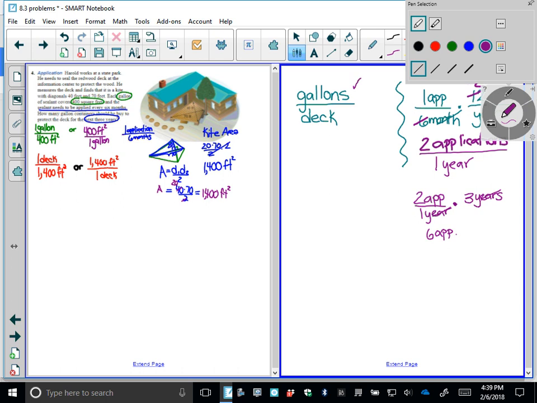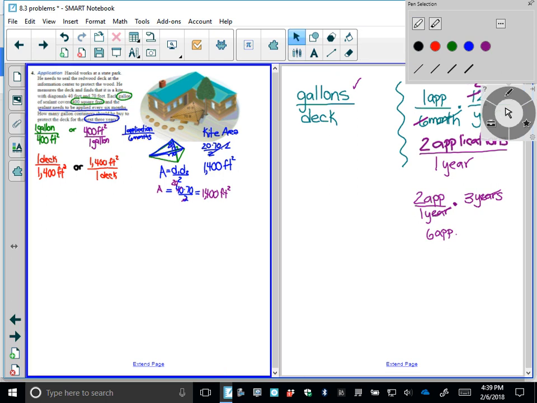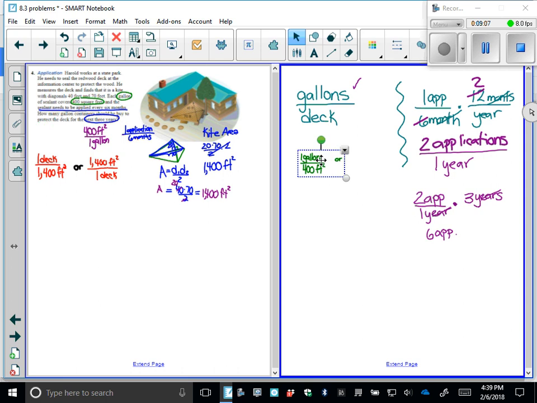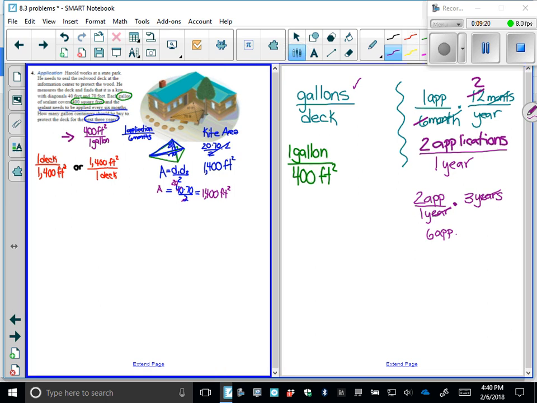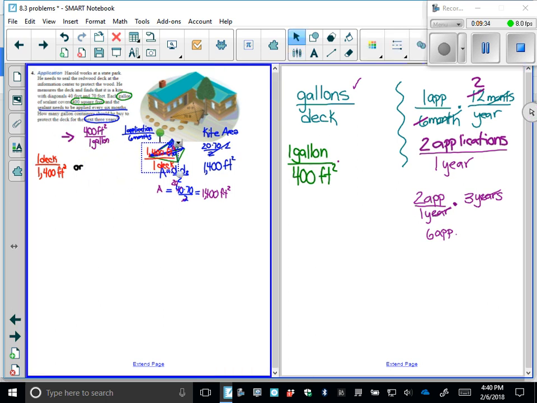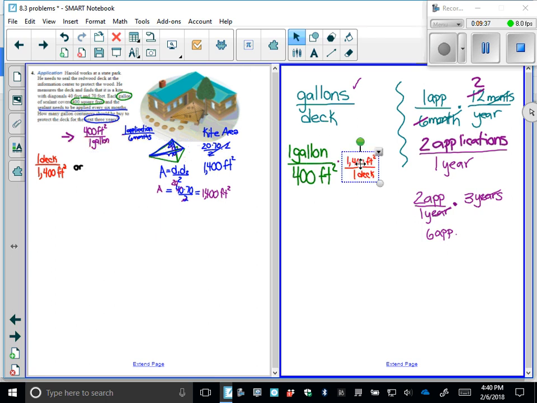And so when I look at my choices over here, I would prefer to start with gallons per 400 feet rather than 400 feet per gallon, because I need to have gallons in the numerator. So I'm choosing this one, and I'm not choosing this one. I'm just not going to use that one. So this gives me gallons per 400 feet squared. But I also know that my deck is 1,400 feet. So I'm going to bring that over here.